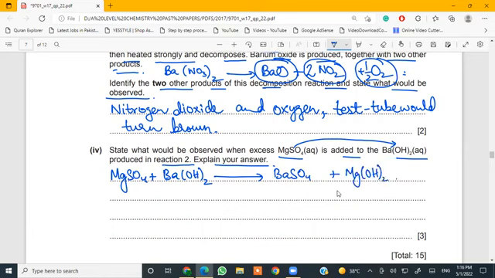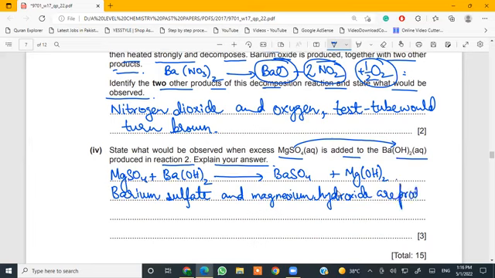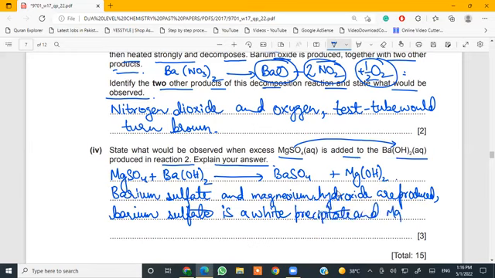Now, take it. Barium sulfate is produced. Barium sulfate and magnesium hydroxide are actually produced, right? So let's write down the whole thing. Magnesium hydroxide are produced. Barium sulfate is a white precipitate. And magnesium hydroxide is also partially soluble, right? We've done this in theory.